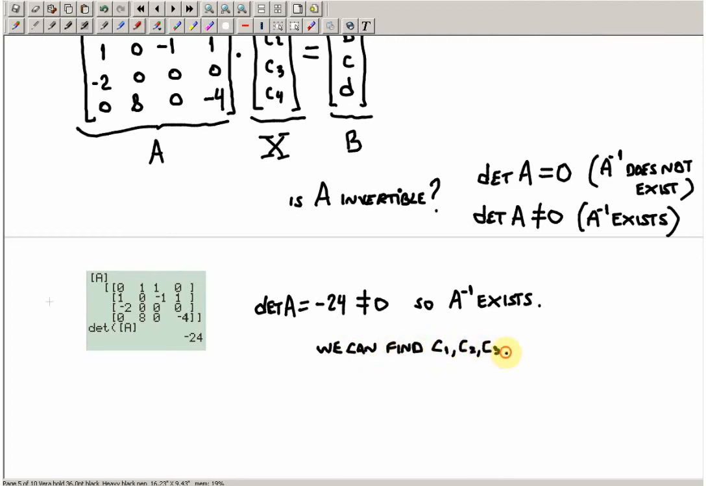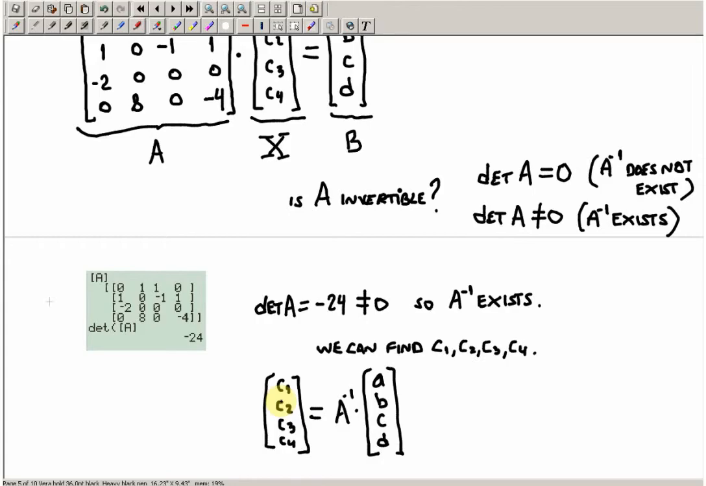All I have to do is to write C1, C2, C3, C4 as A inverse times A, B, C, D. You can actually find the inverse in the calculator. Just type A to the negative 1, and that will give you the inverse. And then multiply that inverse matrix with A, B, C, D, and then you will find formulas for C1, C2, C3, C4.